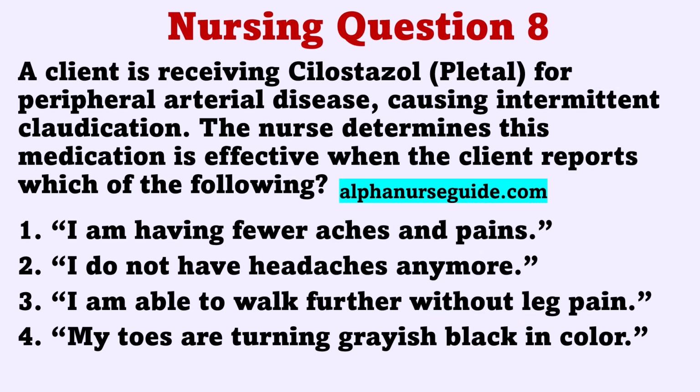A client is receiving cilostazol for peripheral arterial disease, causing intermittent claudication. The nurse determines this medication is effective when the client reports which of the following? 1. I am having fewer aches and pains. 2.